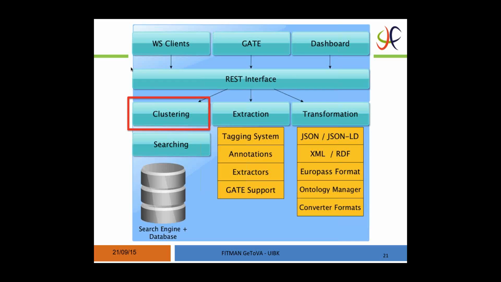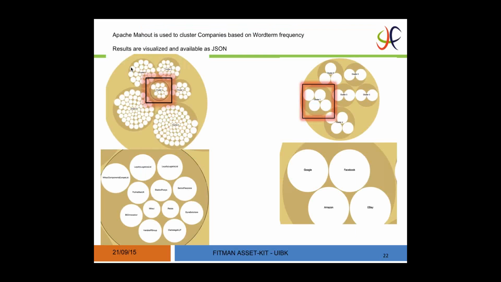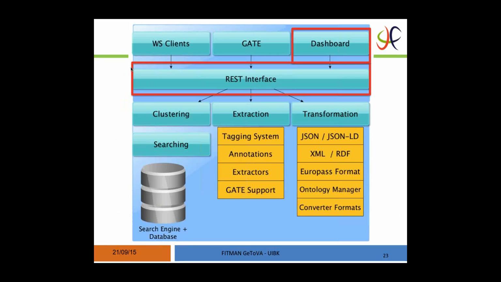We provide clustering. So if you extract some assets, you can cluster them, which looks like this. We have a visualization in our platform, and we use word term frequencies, and all the data is also available as JSON. Also, all the numbers behind it are available as a pretty huge JSON file with all the information you would need for the analysis of the clustering.